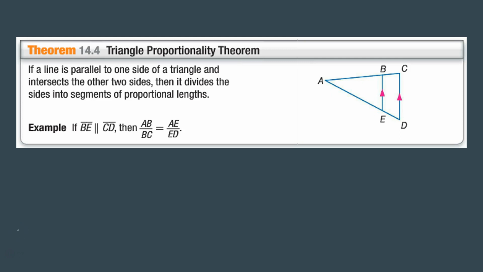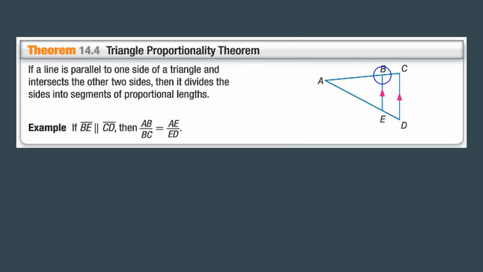Alright, so let's go over the triangle proportionality theorem. If a line is parallel to one side of a triangle and intersects the other two sides, then it divides the sides into segments of proportional length. Let's look at our example.